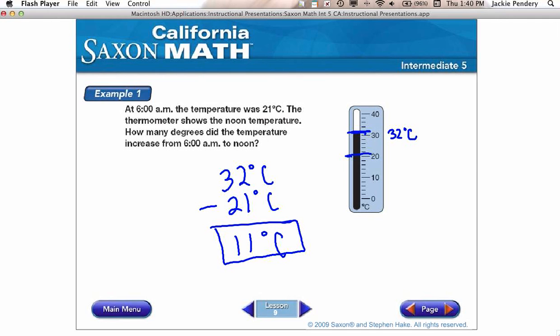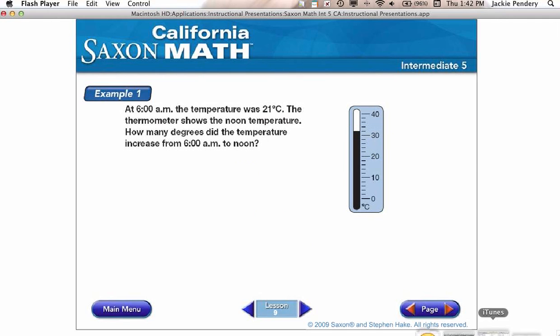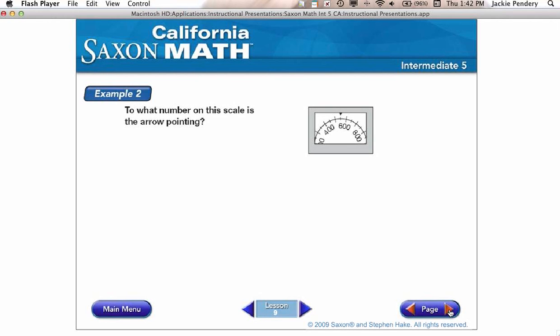Okay, let's look at example 2. To what number on this scale is the arrow pointing? Okay, so let's take a look. This number right here, this arrow line, is the 400. This one is the 600. I have 3 more lines. So I've got to count in big enough numbers to get from 400 to 600 in only 3 lines.